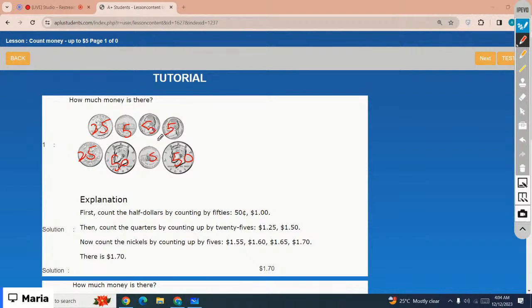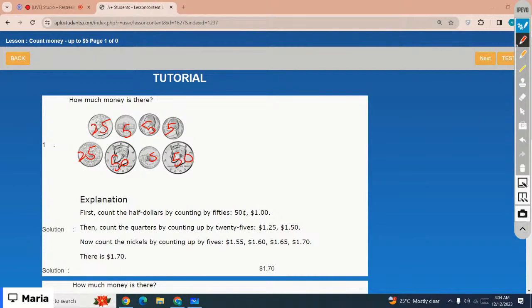You need to count all the money, right? 50 cents and 50 cents make $1. Then you have 25 and 25 make 50, and then you have 5s that make 20, 50 plus 20 makes 70. So the total money is $1 and 70 cents. The correct option is $1.70, right?